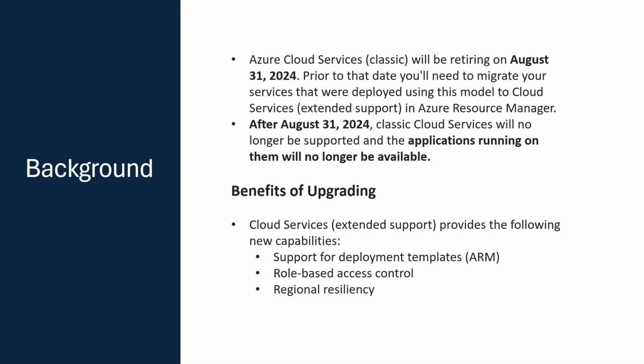Azure Cloud Services Classic will be retiring on August 31st, 2024. Prior to that date, you'll need to migrate your services that were deployed using this model to Cloud Services Extended Support in Azure Resource Manager. After August 31st, 2024, Classic Cloud Services will no longer be supported, and the applications running on them will no longer be available. Upgrading to this new model provides you some significant benefits. You get support for deployment templates using ARM, role-based access control, and regional resiliency.